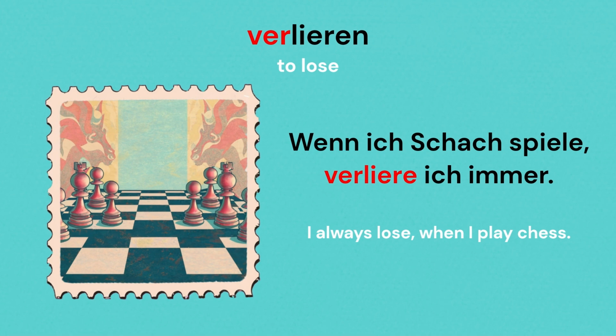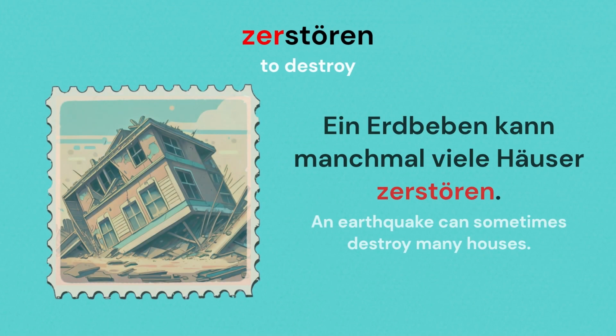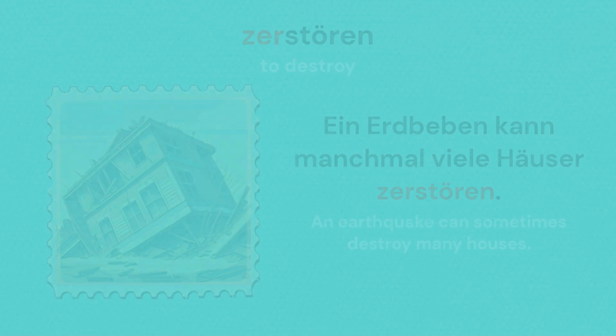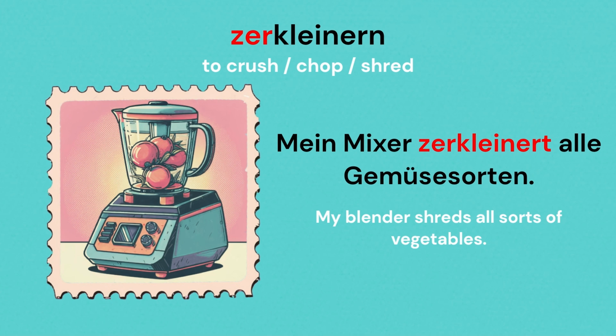And finally, the last one, zer. And the first verb is zerstören. Ein Erdbeben kann manchmal viele Häuser zerstören. The next verb is zerkleinern. Mein Mixer zerkleinert alle Gemüsesorten. So all these prefixes that we just did make the verbs nicht trennbar.